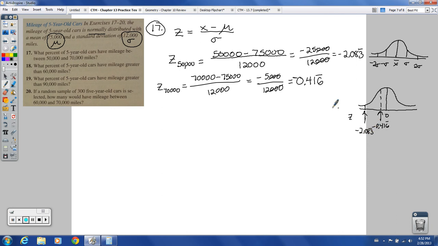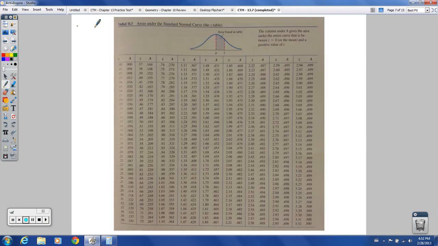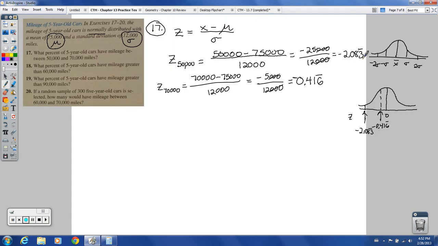2.083 repeating. So I go back to my z-score table, and I'm going to find those values. I'm going to find negative 2.083. I'm going to find the positive of that, and I know that the positive is the same value. It would be the same because it's symmetrical. It's the same as the negative values over here.